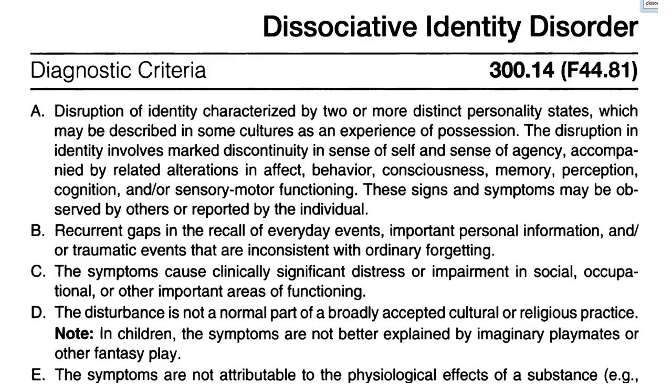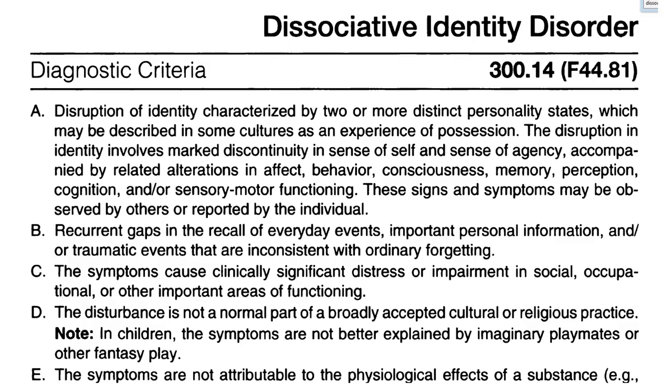So the diagnostic criteria for DID are disruption of identity, characterized by two or more distinct personality states, which may be described in some cultures as an experience of possession. Now, notice that they don't say that it's a delusion. It's almost as if they are saying it is actually a state. There are actually more than one state, like there's some truth to there being more than one personality. So they don't use the word delusion. And then they go on to say the disruption in identity involves marked discontinuity in sense of self and sense of agency, accompanied by alterations in affect, behavior, and so on.